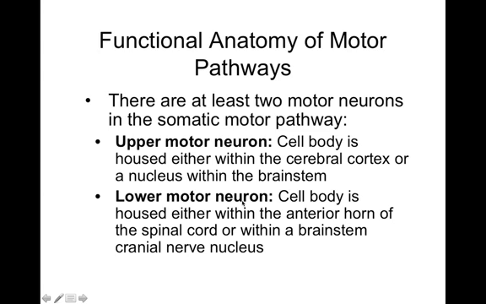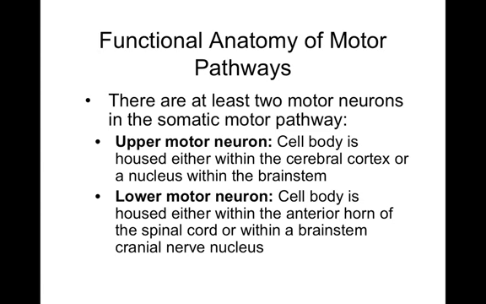Now, lower motor neurons have their cell body either within the anterior or ventral horn of the spinal cord or within a brainstem cranial nerve nucleus, like if it's going to be a cranial nerve carrying motor information out to a facial muscle.